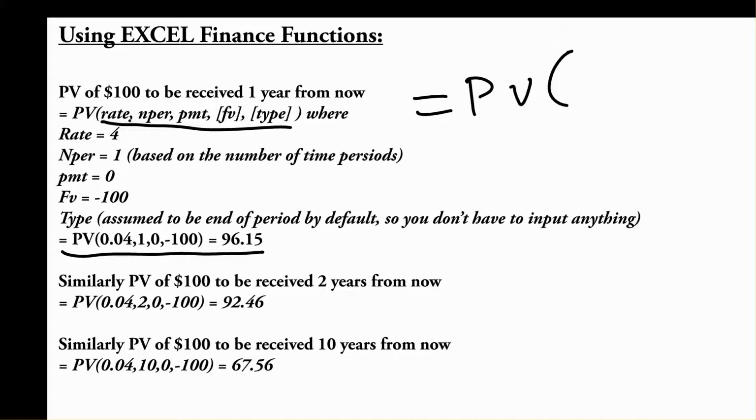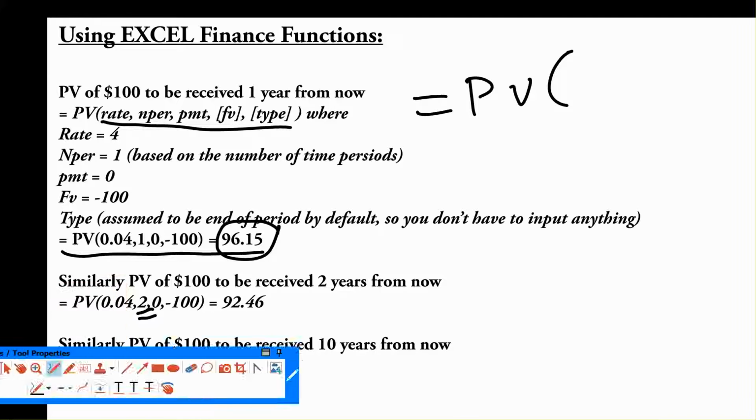Your first variable is rate, and that's going to be 0.04, just like we did in the formulas. The number of periods, number of years is just 1. The payment, there's no payment here. All there is a future value, and that's a negative. And then you can ignore the type. If you want to, you can input 0 for type, or just ignore it, close brackets. And when you do that, Excel will give you this value. When it's 2 years from now, it stays the same, except the number of periods becomes 2. When it's 10 years, it becomes 10. You get the same numbers, but this is using Excel.